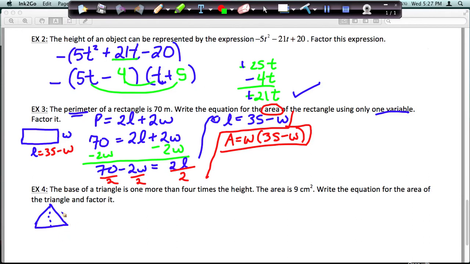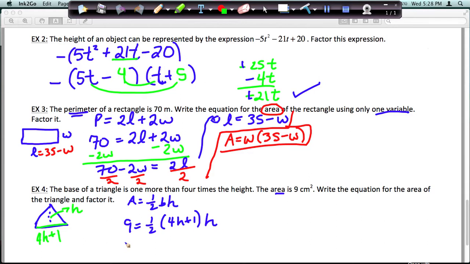So first thing, let's label the height. That's right here, that's h. And the base is 1 more than 4 times that. So 4h plus 1 is this base right here. And then you just have to remember that the area of a triangle is 1/2 times base times height. So I'm going to plug in everything I know. I know the area is 9. I have 1/2, I know the base is 4h plus 1, and I know the height is h.